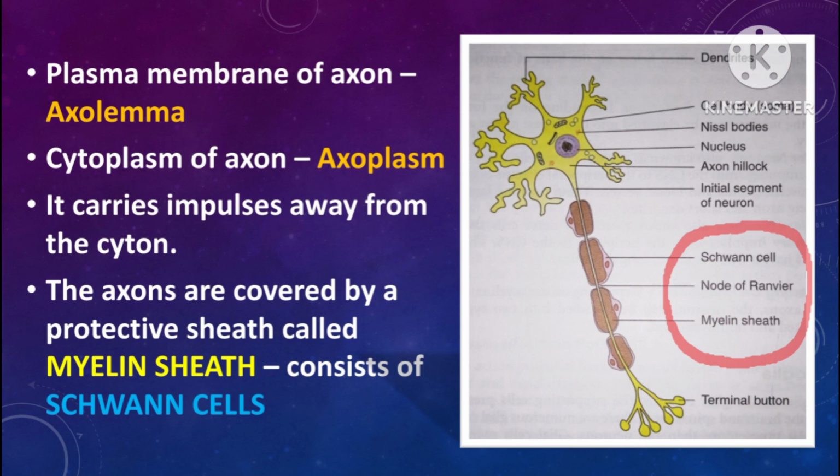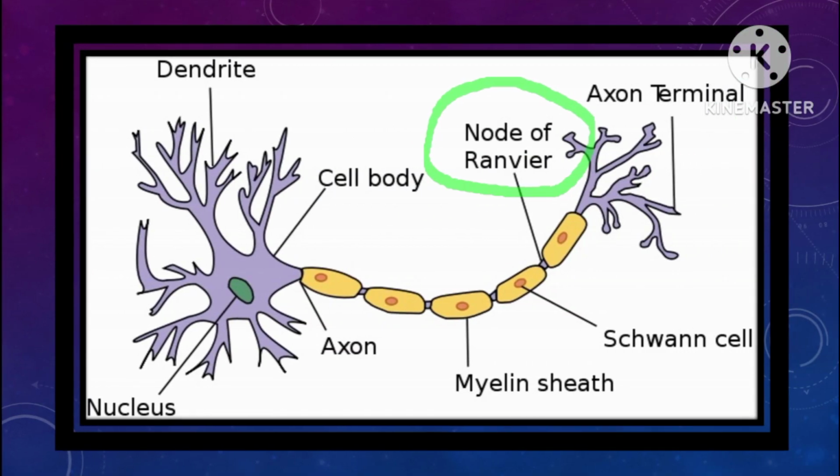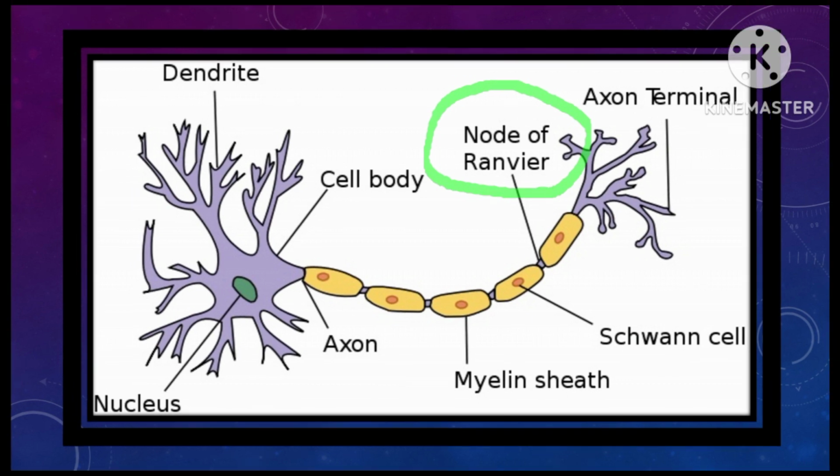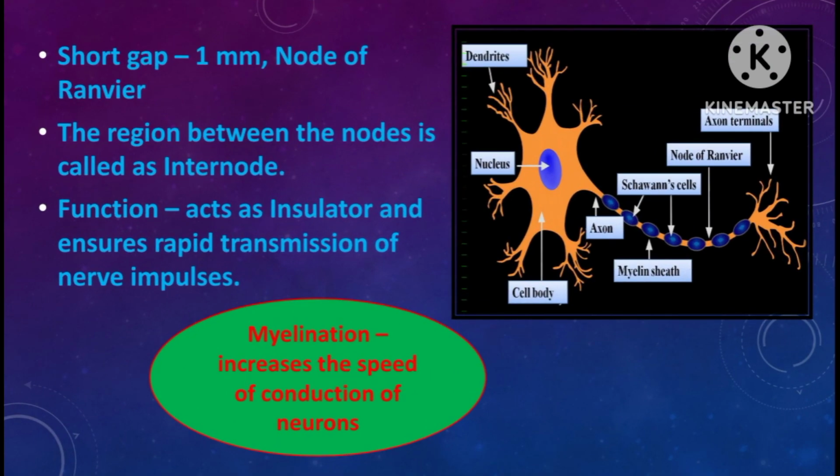It carries impulses away from the cyton. The axons are covered by a protective sheath called myelin sheath, which consists of cells called Schwann cells. This myelin sheath is not continuous in the axon. You can appreciate it in the picture. It breaks at intervals by depressions, right? That short depression or short gap is nothing but nodes of Ranvier. That short gap is of a distance of about 1 mm. This gap is called nodes of Ranvier. The region between the nodes is called internode.